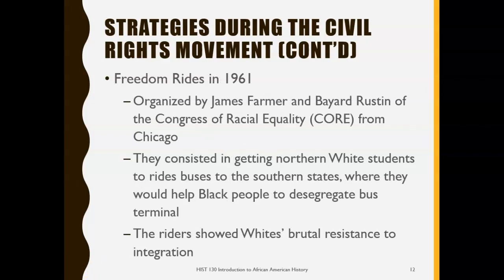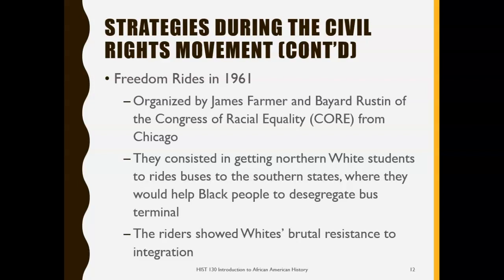Another effective strategy against racial segregation and disfranchisement was the freedom rides by students from the North, mostly white students. And the most well-known among these rides were those of 1961. So the freedom rides of 1961 were organized by James Farmer and Bayard Rustin of the Congress of Racial Equality, the CORE. So this is a famous civil rights organization from Chicago.